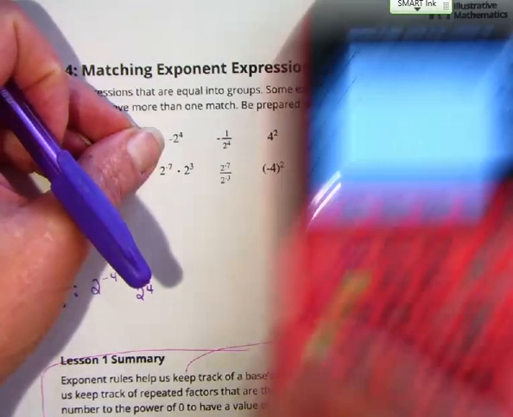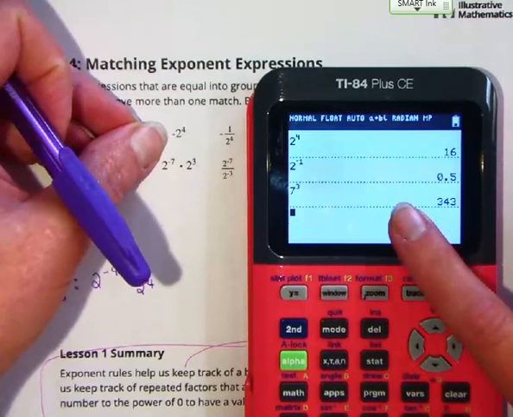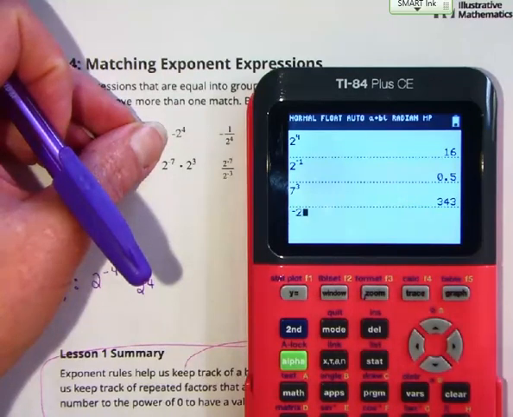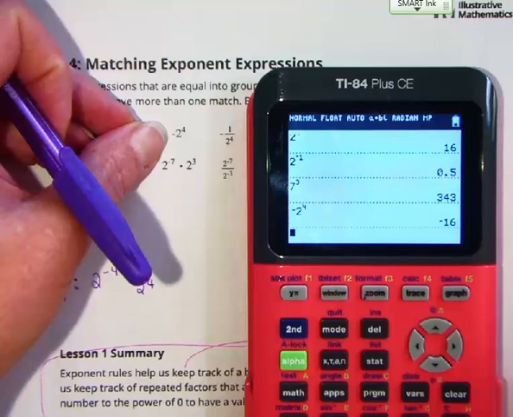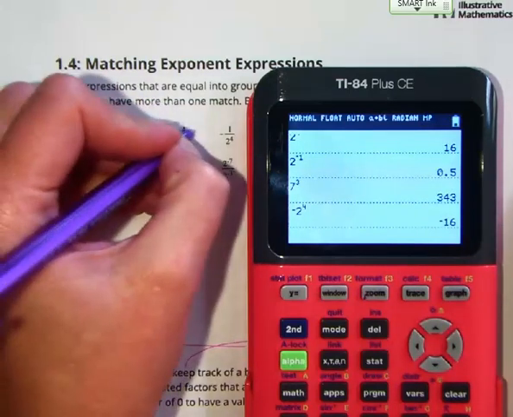Now I'm making a big deal about this because on our calculator, if we type it in just like they gave it to us, -2, raise it up to the 4th power, we're going to get a -16 out of it.